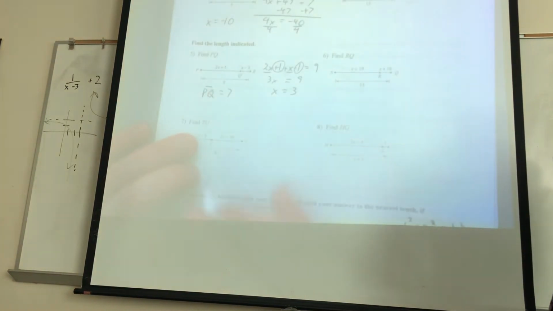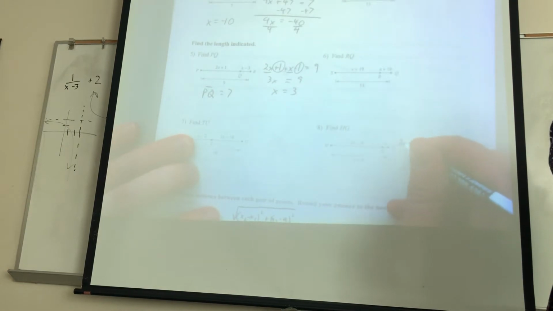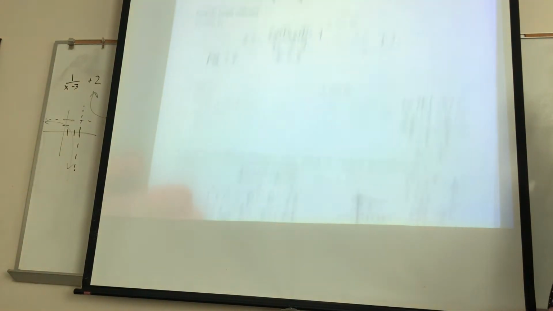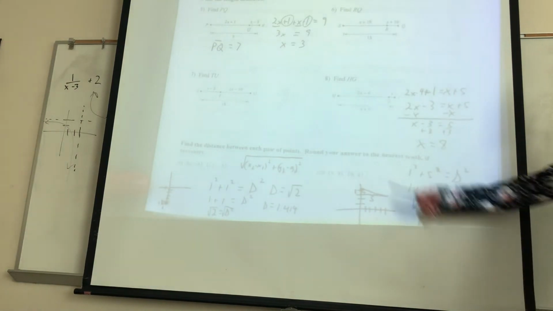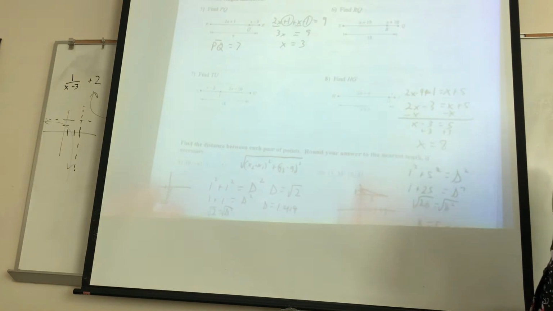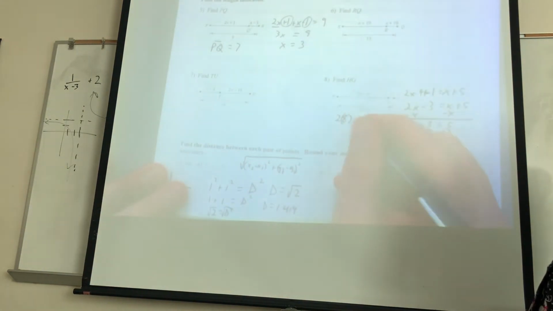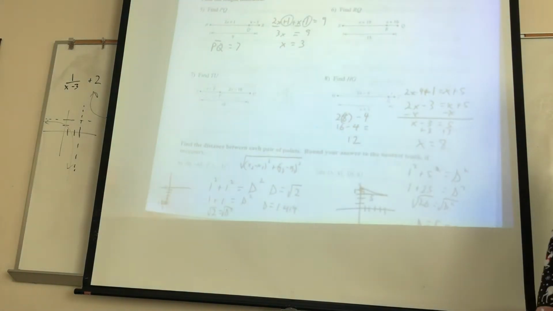On 5, 6, 7, 8, it's doing a similar kind of thing. Down here on number 8, 2x minus 4 plus 1 equals x plus 5. So that's going to be 2x minus 3 equals x plus 5. I subtract my x. I get rid of the smaller one first. That's x minus 3 is equal to 5. I add 3 to both sides. I get x is equal to 8. But it's not asking for x on this one. It's asking you to find from h to g. So I do 2 times 8 instead of 2 times x minus 4. That's 16 minus 4, which is 12.